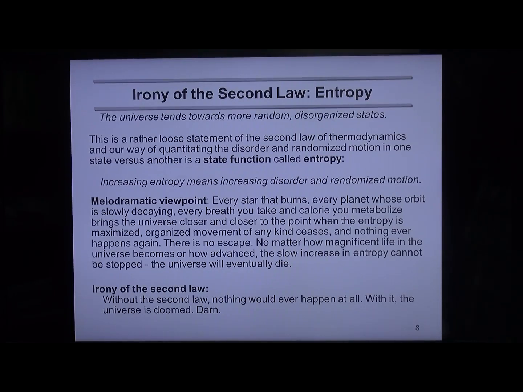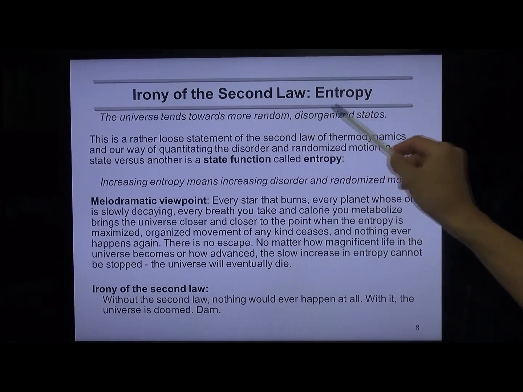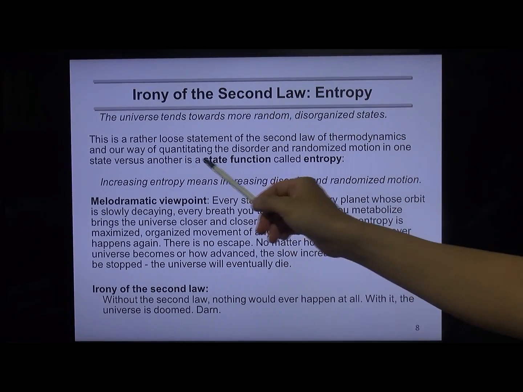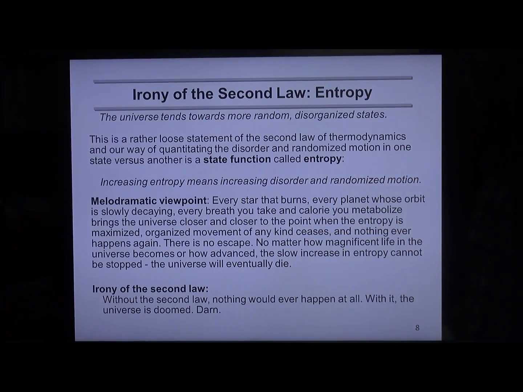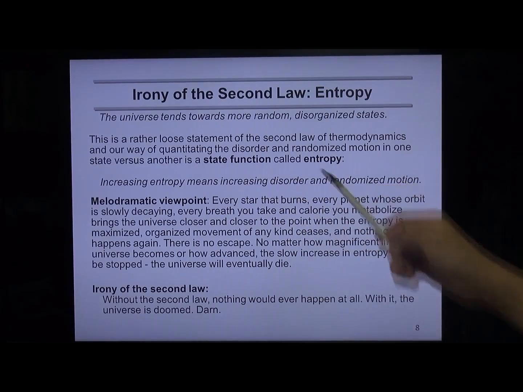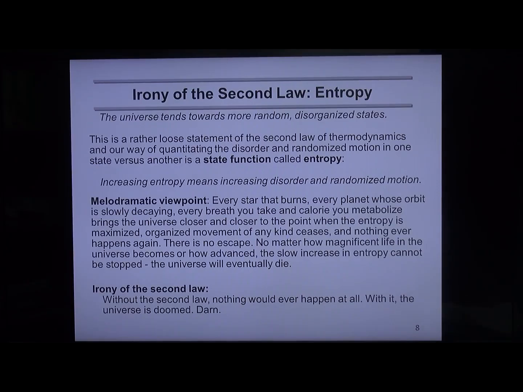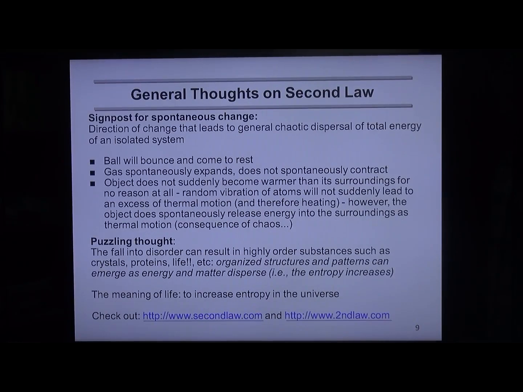So this is the second law of thermodynamics, and to quantify this random or disorganized state, to quantify the disorder or randomized motion, we need another state function, which is called entropy. So entropy basically represents the degree of disorder or degree of random motion. Okay. All right. We can just read this slide.